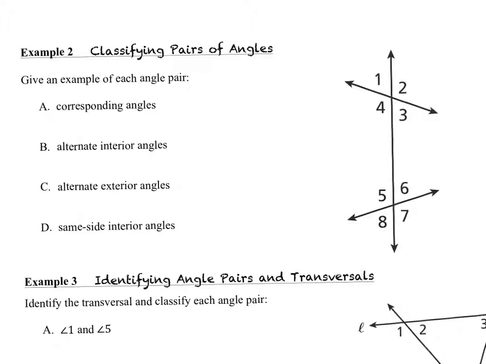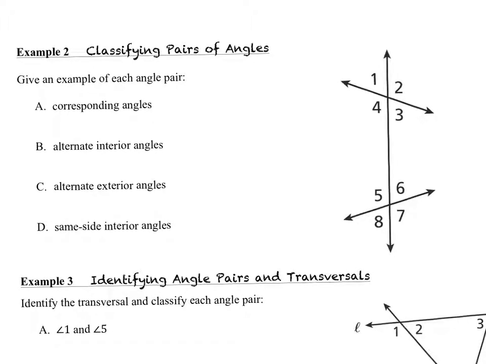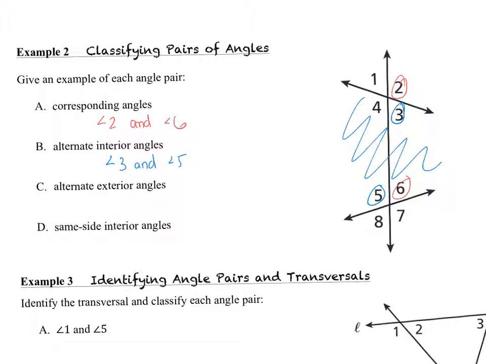Okay, classifying pairs of angles. So give an example of each, an example of corresponding. Corresponding are the ones that are sitting in the same position, like top right, for instance. So angle 2 and angle 6. Okay, alternate interior angles. Well, those are interior. They're on the inside. I'll color that in blue. And then there are alternate, opposite sides of the transversal. So for instance, angle 3 and angle 5. Alternate exterior angles would be in the exterior and on opposite sides of the transversal. So for instance, angle 2 and angle 8.